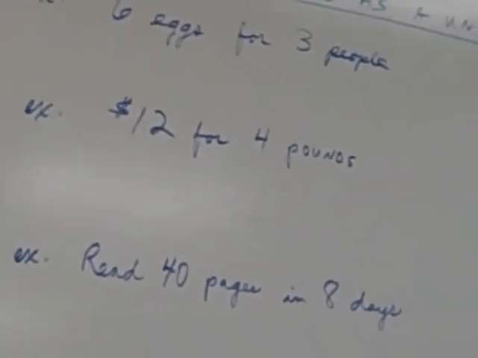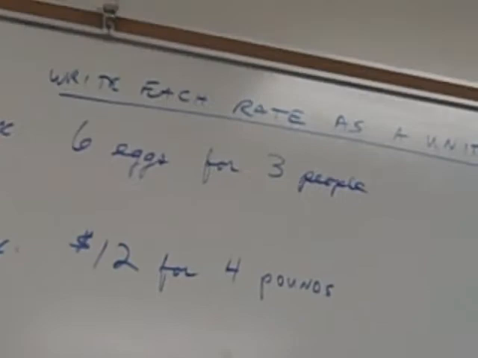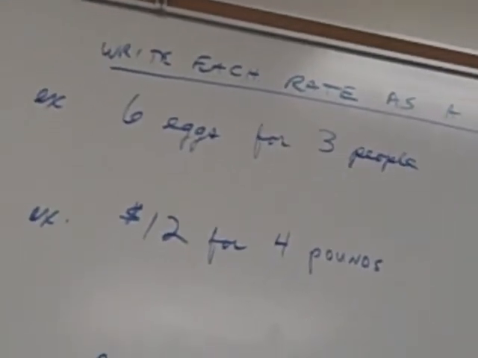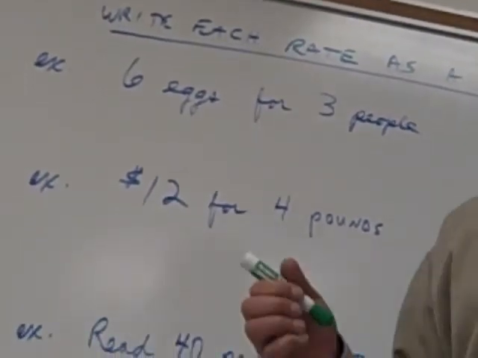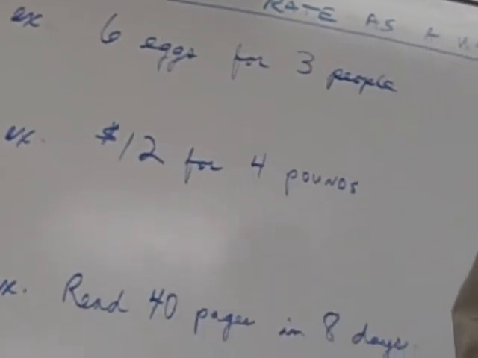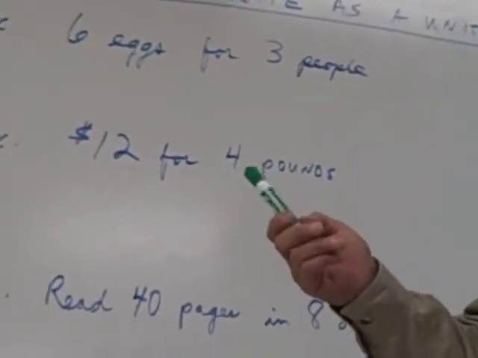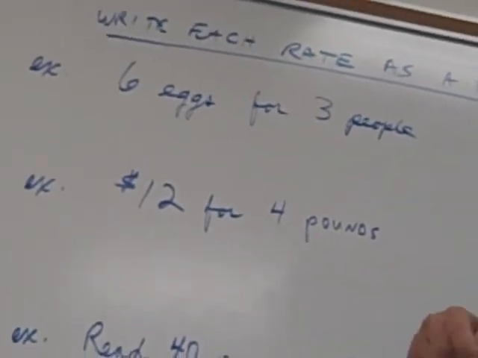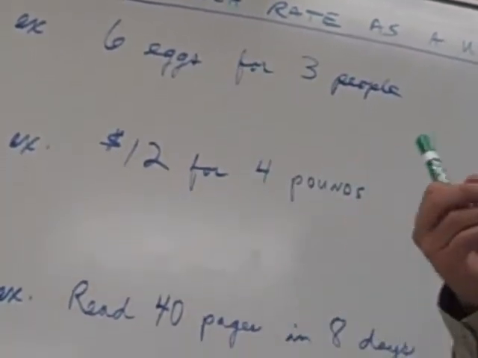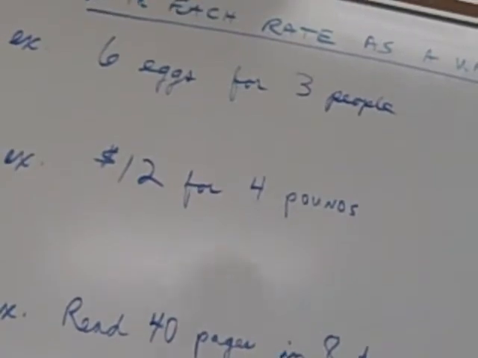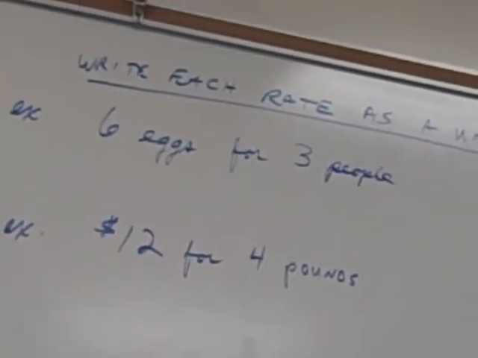Raina, I have 6 eggs for 3 people. Now yesterday, we had ratio words, didn't we? Yes, sir. One of our ratio words or groups of words was "for every," right? And there's our word "for." So the word "for" can make it also.